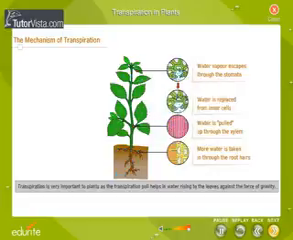Transpiration is very important to plants, as the transpiration pull helps in water rising to the leaves against the force of gravity.